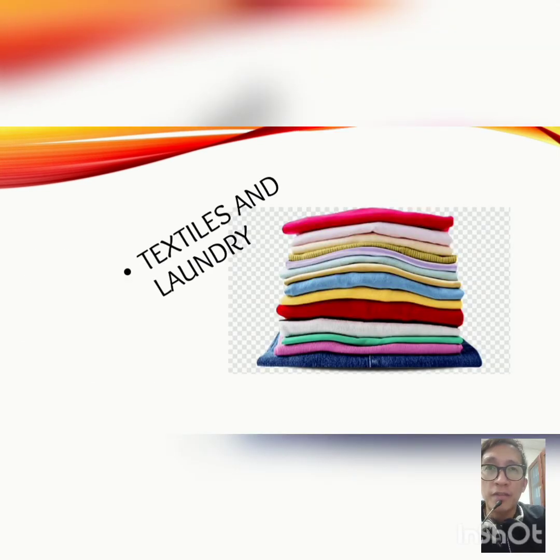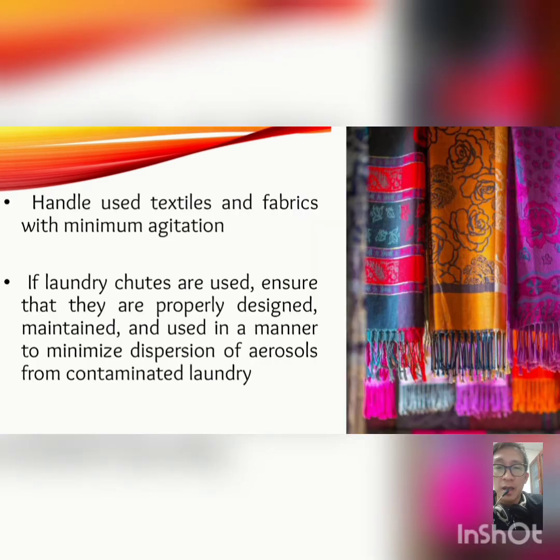The seventh component of our standard precautions is textiles and laundry. It is important to handle used textiles and fabrics with minimum agitation to avoid contamination of air, surfaces, and persons. There was a memo in the infection control department that if we are going to remove bed linens or any linens from our patient and transport them in the laundry bag, we need to put them first.